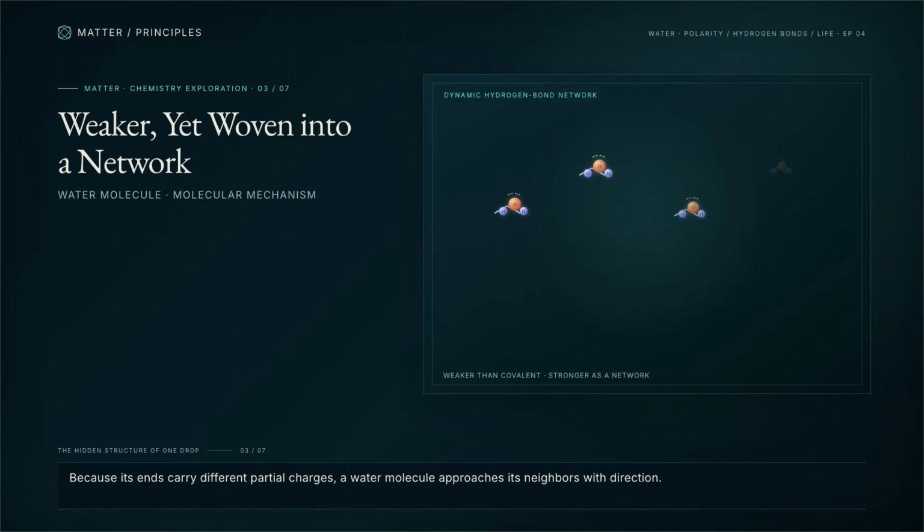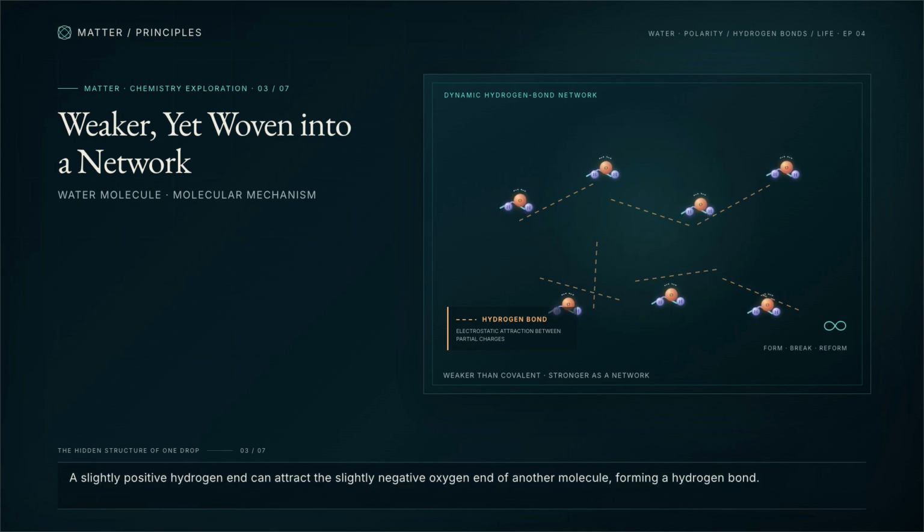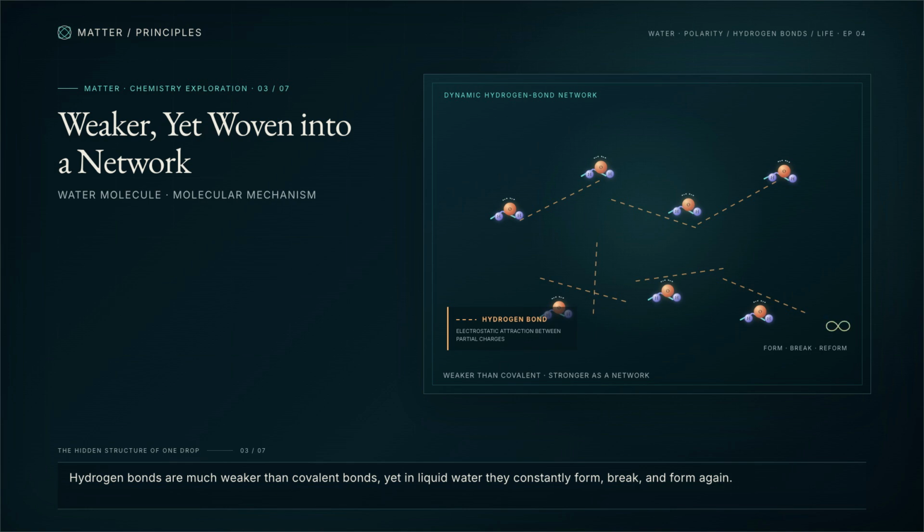Because its ends carry different partial charges, a water molecule approaches its neighbors with direction. A slightly positive hydrogen end can attract the slightly negative oxygen end of another molecule, forming a hydrogen bond. Hydrogen bonds are much weaker than covalent bonds, yet in liquid water they constantly form, break, and form again. Water becomes a molecular network that is always rearranging.